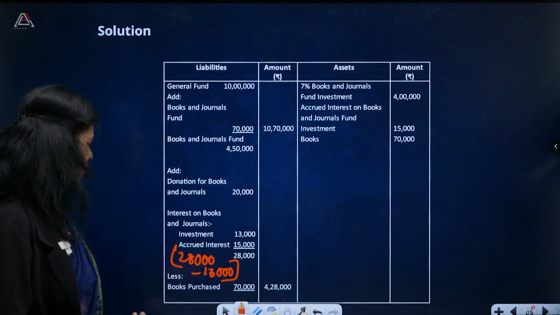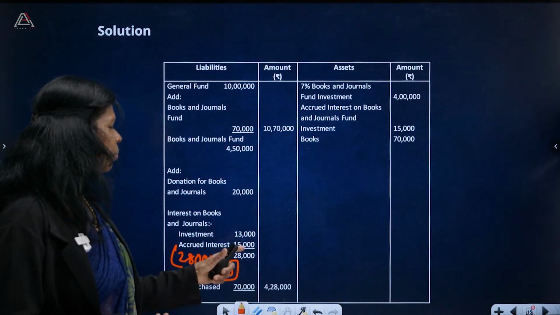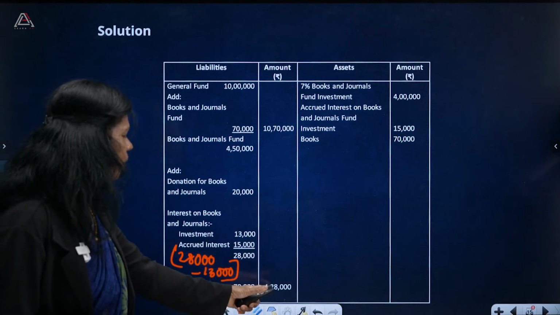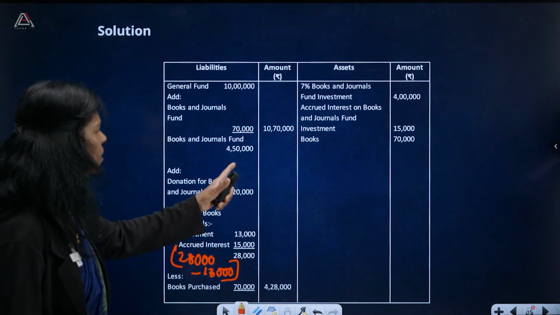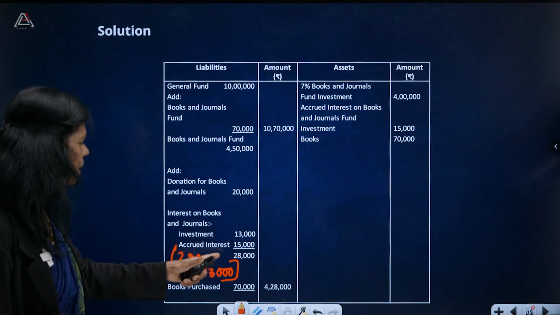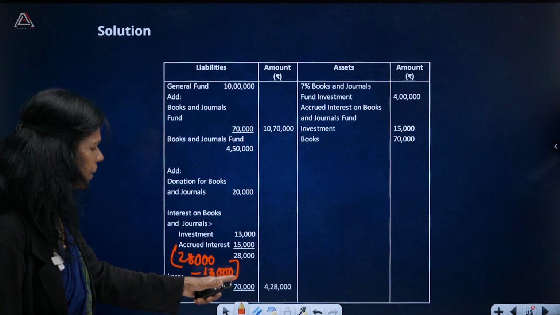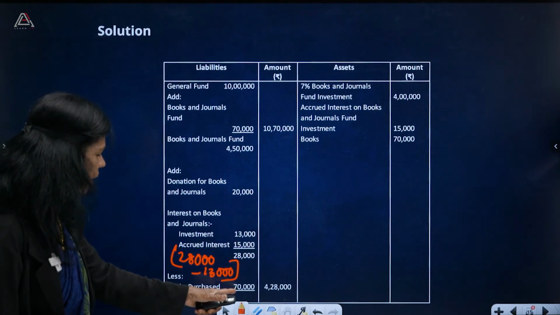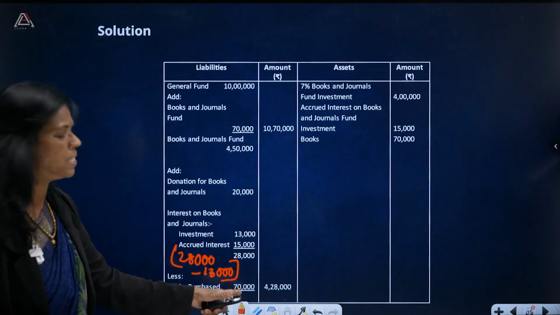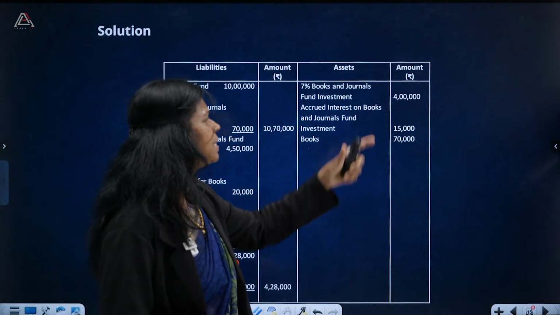So 28,000. Less from that one, we have to deduct book purchase. That is, 4,50,000 plus 20,000, 4,70,000. Along with that one, that is 28,000, we have to add it. Then from that we have to minus 70,000. So 4,28,000.